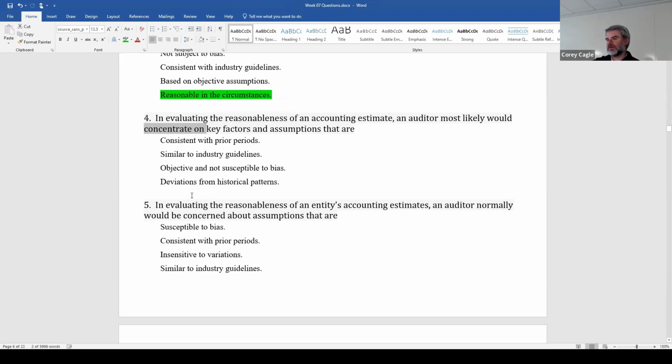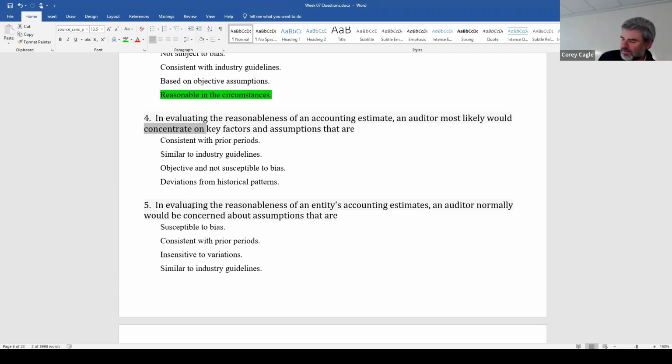But, you know, concentrate on means, what does that mean? I would concentrate on things that are objective and not susceptible to bias. I'd be like, concentrate. Okay, that's good. It's objective. You know, it's not susceptible to bias. I concentrated on that and figured that out to be a good thing, right?